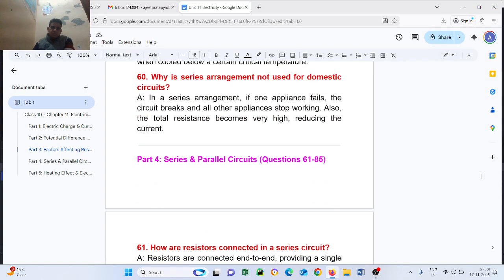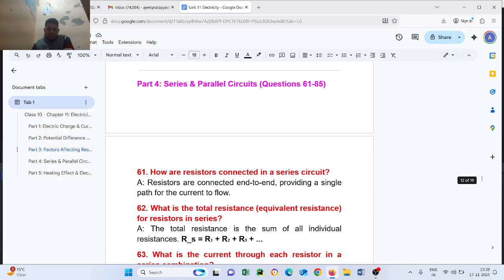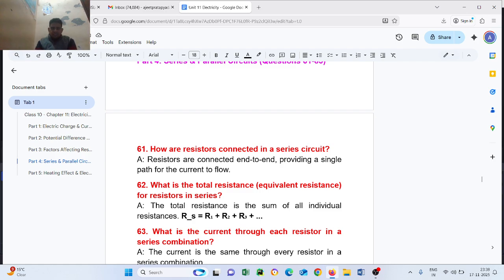Series and parallel circuits, question number 61 to 85. Question 61. How are the resistors connected in a series circuit? Resistors are connected end to end, providing a single path for the current to flow.